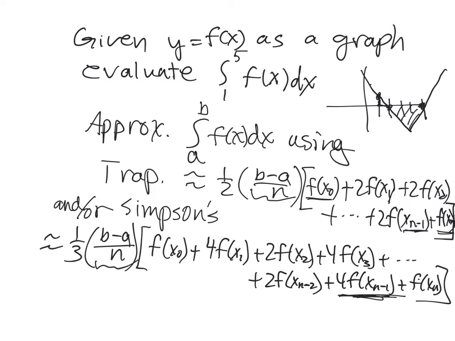you have to use an even number of partitions. n must equal an even number, where for the trapezoid n could be either even or odd, but Simpson's rule has to be even, so the second to the last one always will be 4. But what if it's not even? Then you can't use Simpson's rule.